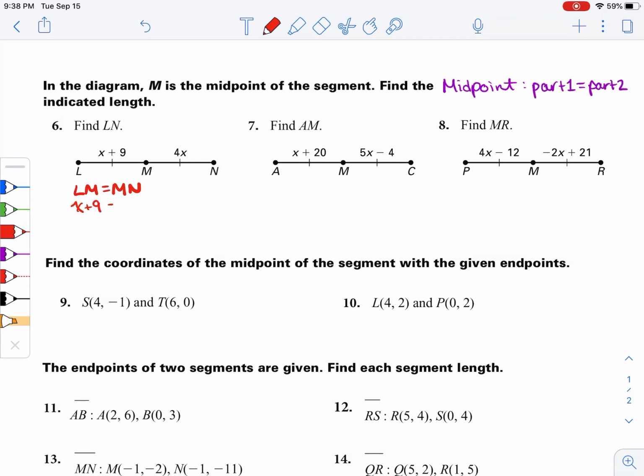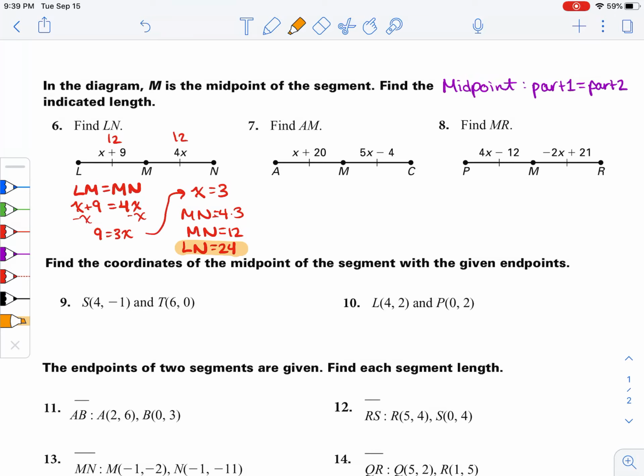So I have x plus 9 equals 4x. If I subtract x from both sides, I get 9 equals 3x. If I divide by 3 on both sides, I get that x equals 3. I'd love to be done, but again, I have to plug that in. So I can plug it into LN as my total here. So I can plug it into both of those and add them up, or remember that these are equal, so I can plug it into one of them and double it. So I'm going to plug it into MN, so 4 times 3. So MN is equal to 12, which means that this segment is 12 and this segment is also 12. So in the end, I know that LN is equal to 24.